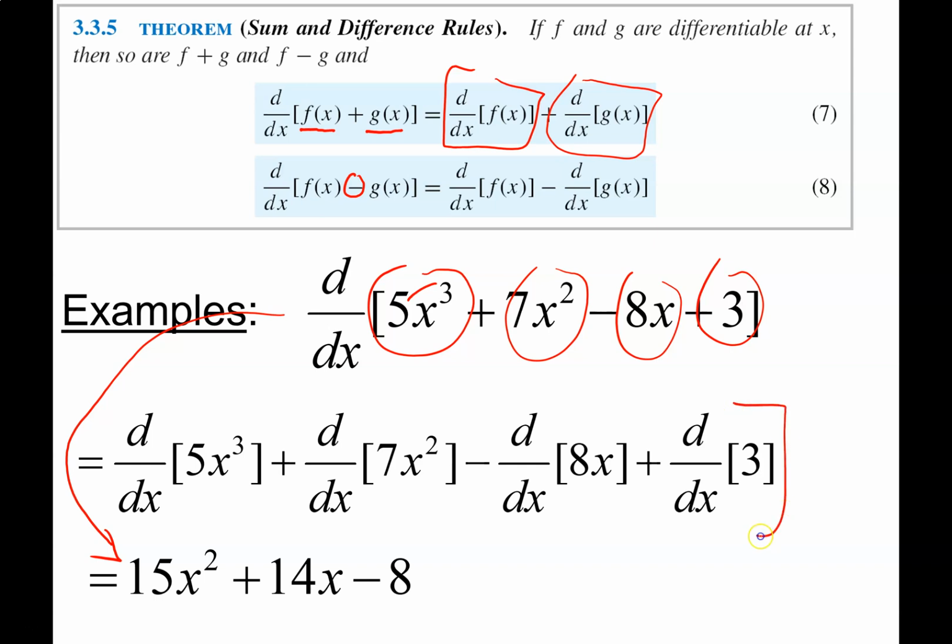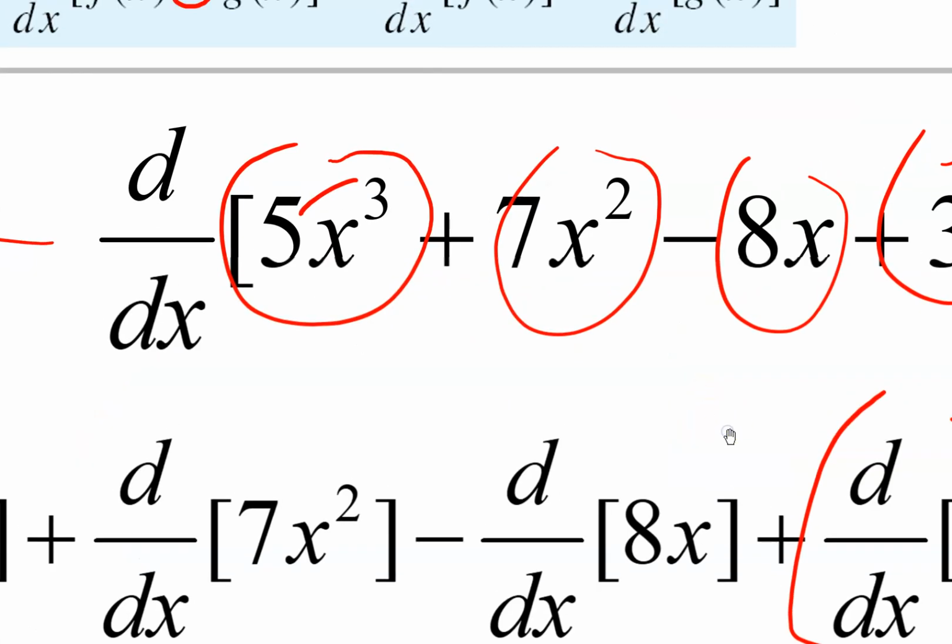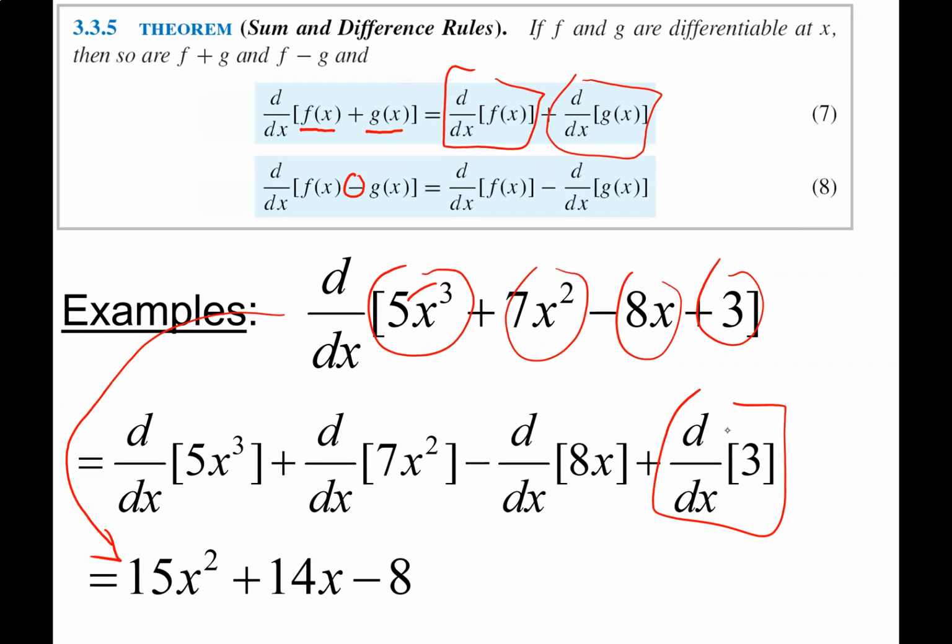And you say, well, what happened to the 3? Remember, this is a constant. And we know the derivative of a constant is 0. I just didn't see fit to write plus 0 on the end, because 8 plus 0 is still just 8.